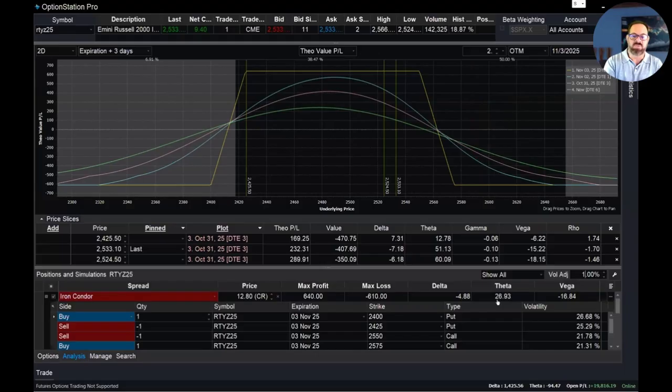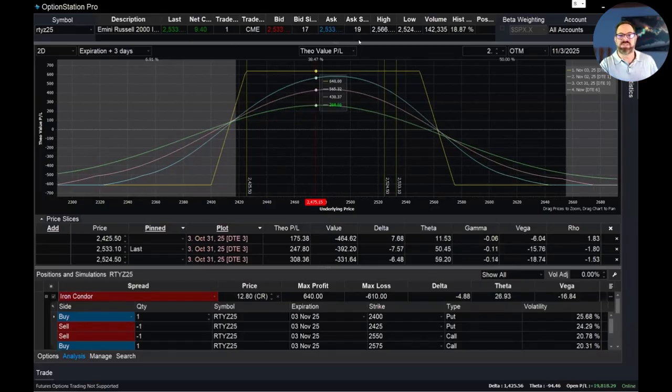Theta, time decay, is what I'm definitely playing. I want time to go by so this expires, and you can see day by day how that goes closer and closer to that yellow chart for expiration. And volatility, I want volatility to drop, because if volatility rises, I'm in a negative vega, that's going to hurt me. You can see that again by changing the numbers here on OptionStation Pro.